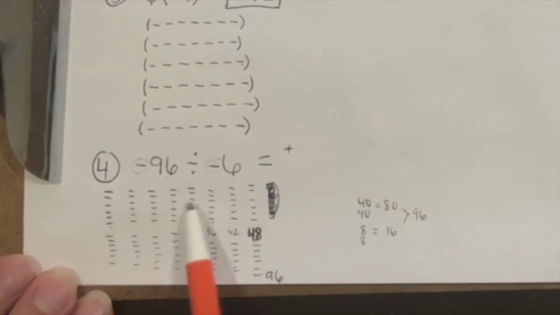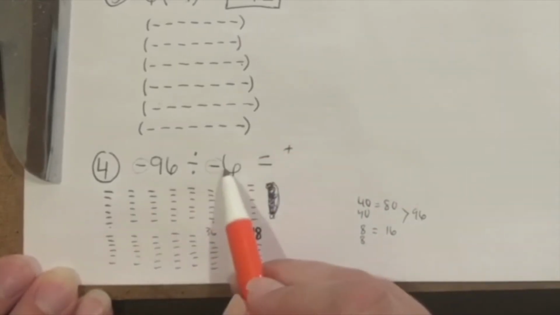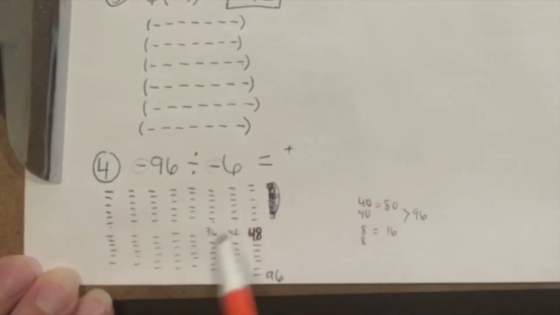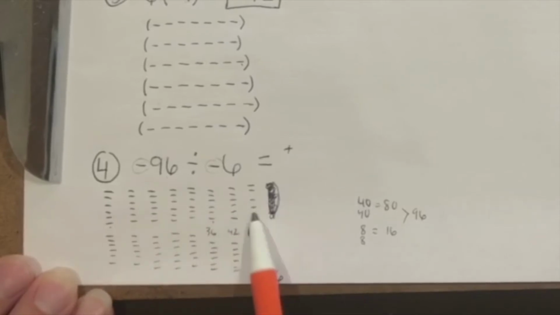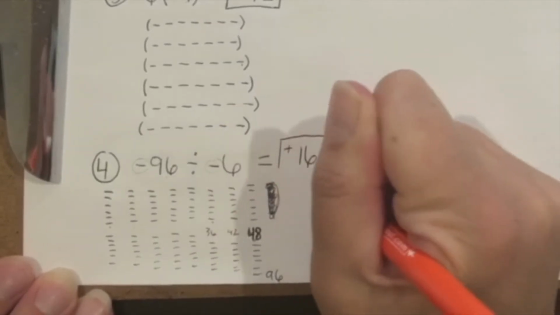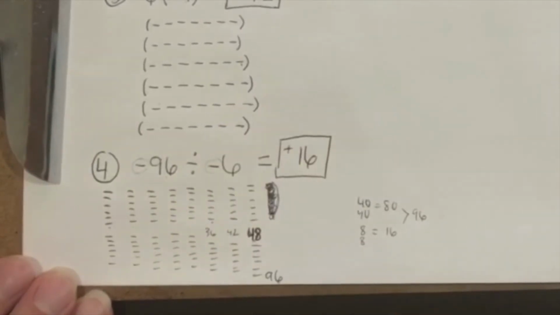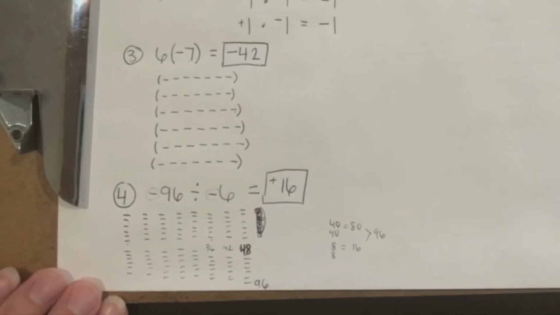1, 2, 3, 4, 5, 6, 7, 8, 9, 10, 11, 12, 13, 14, 15, 16. So that means that 96 divided into groups of 6, I've got 16 of them. So the answer is 16 groups. I love it when a plan comes together like that.